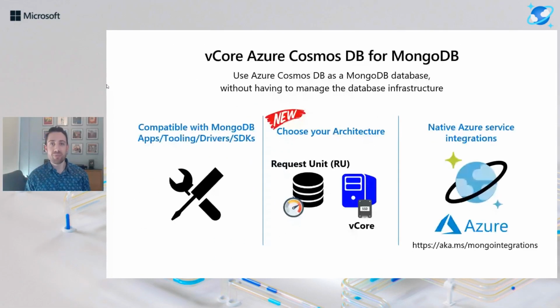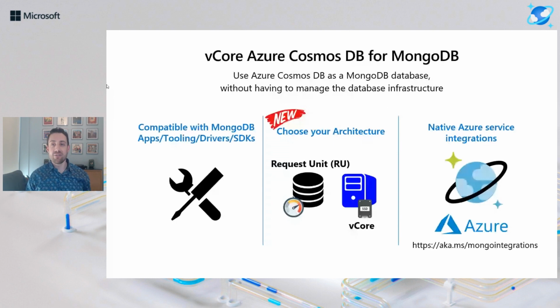So for example, Cosmos DB for MongoDB is compatible with MongoDB's apps, tooling, drivers, and SDKs. So it works just the way you expect it. The second thing here is choose your architecture. This is the brand new part. We first have request units, which you might already be familiar with, but now we also have vCores.